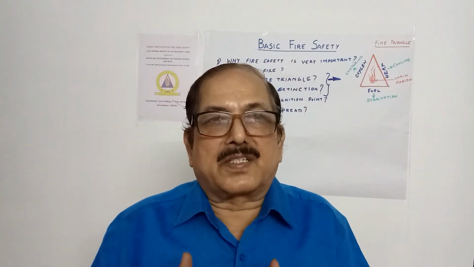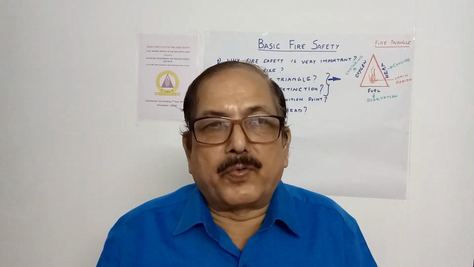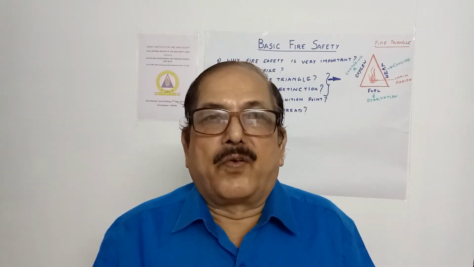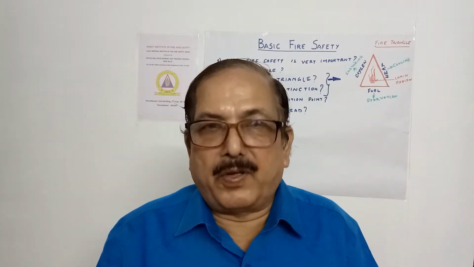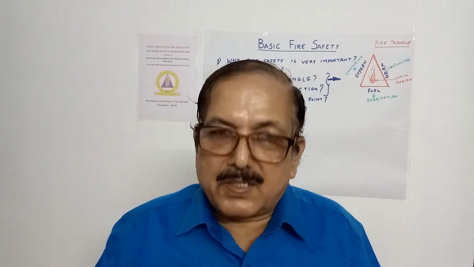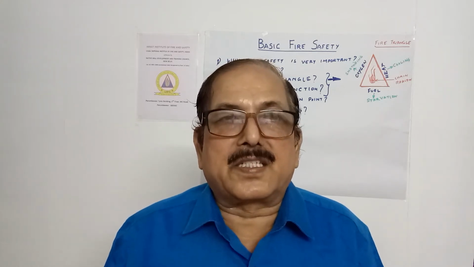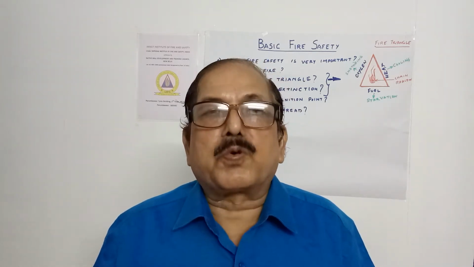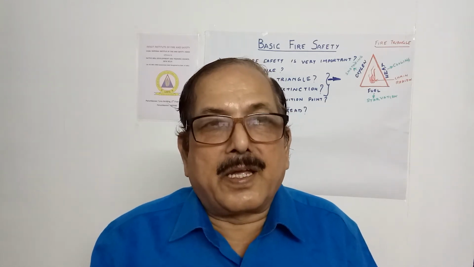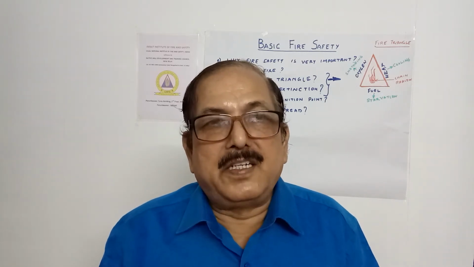Today the main thing we are going to discuss is how fire can spread. As all of you know, for fire three things are required: oxygen, heat and fuel. Oxygen is always available in the air, so one factor is always available. Another is fuel, and in most places we can see some type of fuel. So our main controlling factor is heat. That's why heat spread is more important. Fire spread means heat spread.